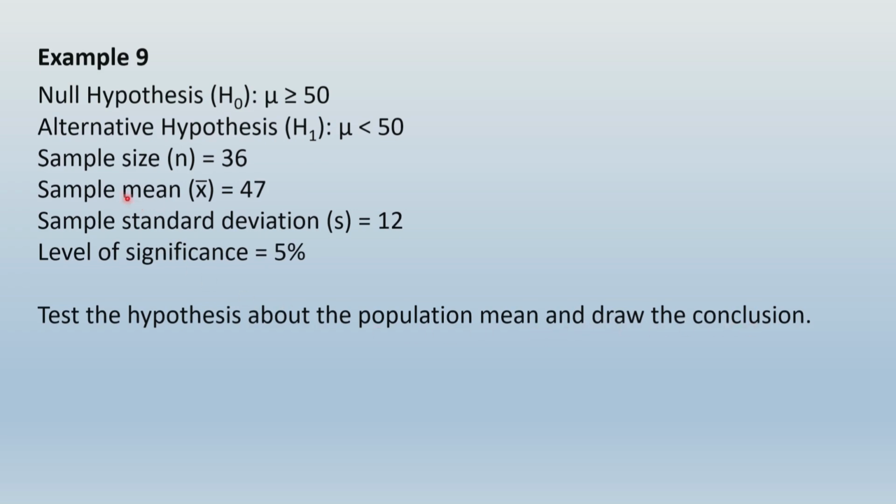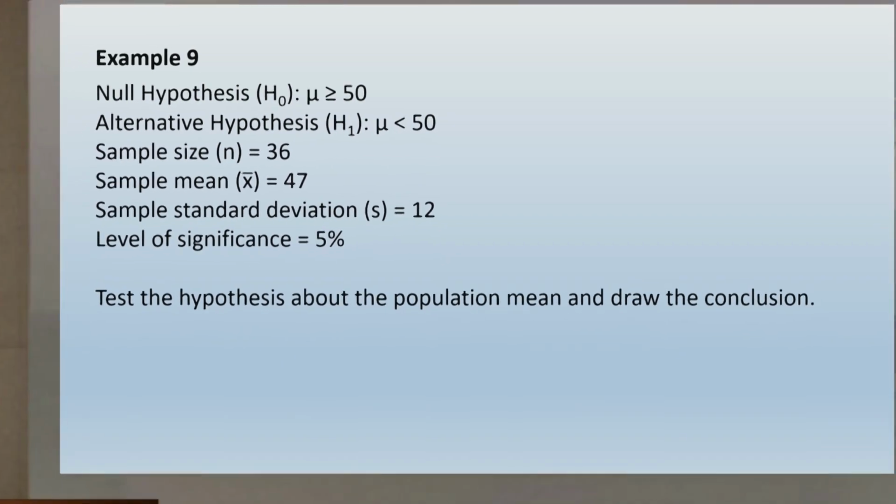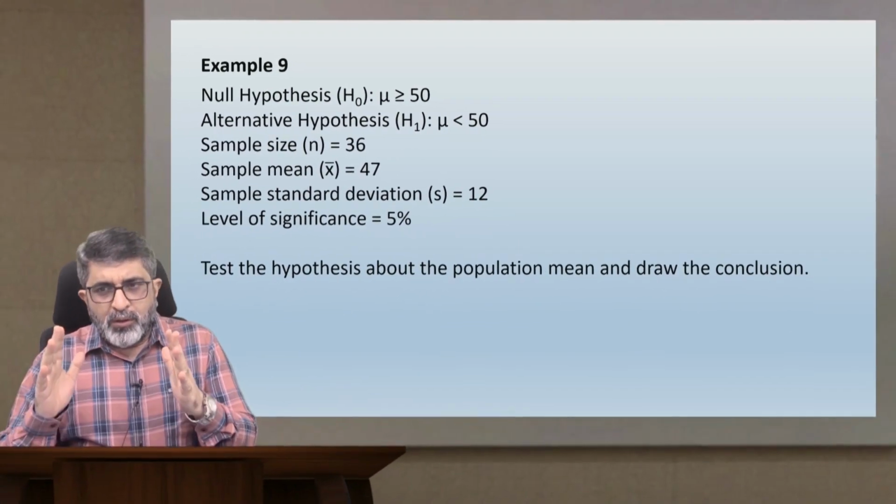Now, what other thing informed to you? Sample size n equal to 36. Sample mean x bar equals to 47. Sample standard deviation s equals to 12. Level of significance 5%. Now, if you observe what all is informed, and based on that you would want to analyze the entire scenario, observe one thing.